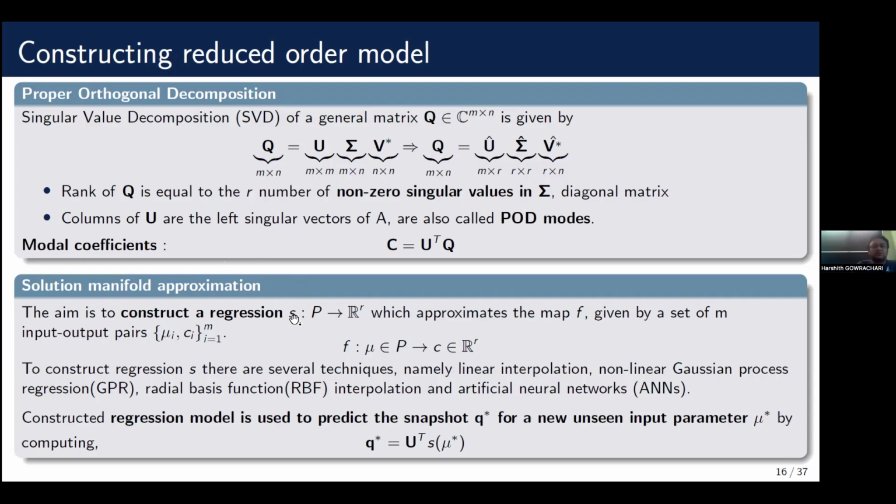And to predict for new unseen parameters, you have to build a solution manifold approximation, where you construct a mapping between the parameter and the modal coefficient, which you can do by using several regression techniques: linear interpolation, Gaussian process, radial basis function, or neural networks. And this is how you can reconstruct for a new unseen parameter.